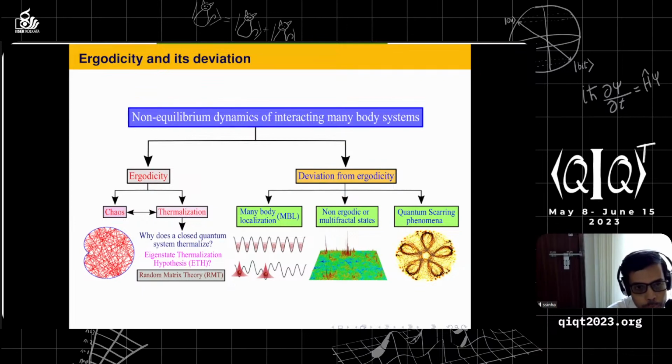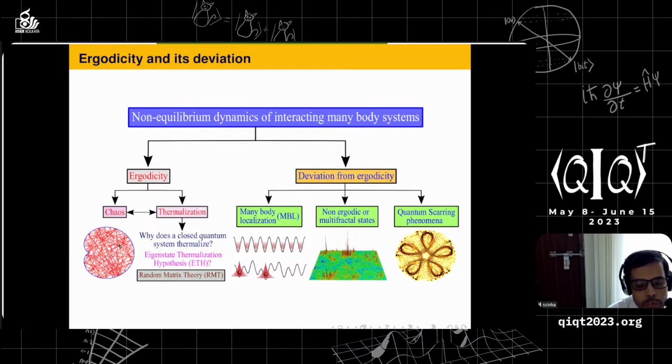In the case of classical interacting systems, it is believed that the underlying chaotic dynamics leads to mixing in the phase space and finally to thermalization. However, in the quantum counterpart, this phase space description is not very straightforward.